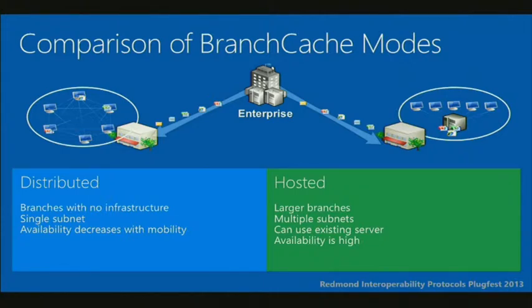If you have wired and wireless clients that are on separate subnets, they effectively form two different caches if you're using distributed mode. You get around both of those by using the hosted cache, where you have unicast, so you don't need the broadcast. You can cross different network segments. The availability is high because presumably your server is not going anywhere. And you can use an existing server. This is not a heavyweight service that needs to run on the server and requires its own dedicated box.